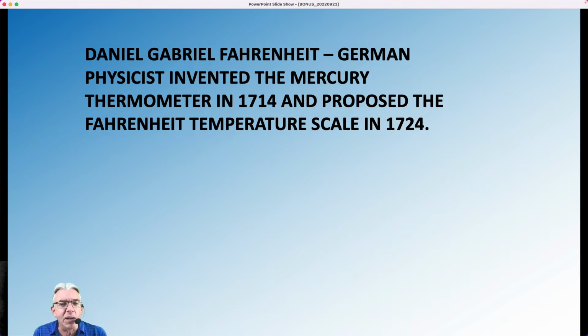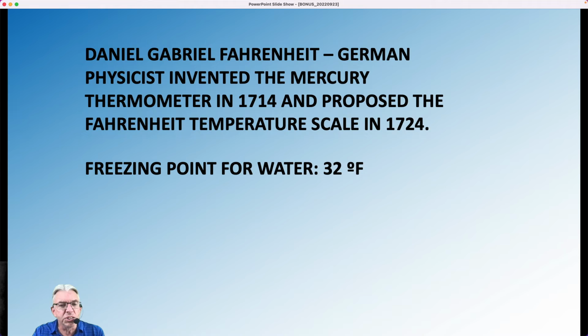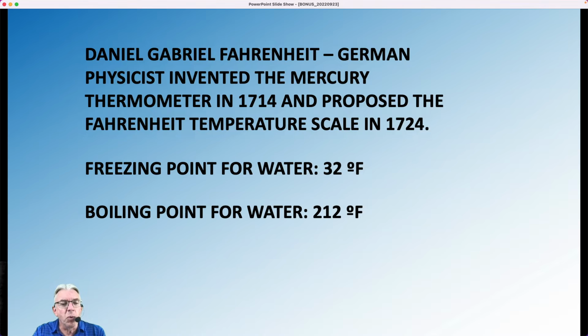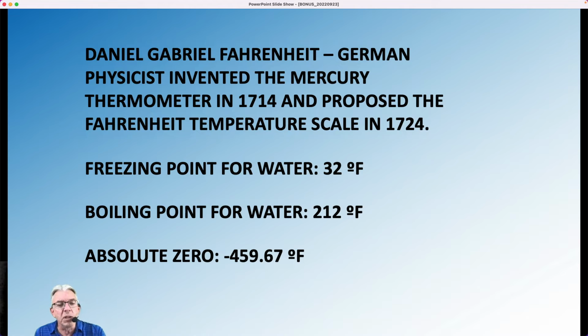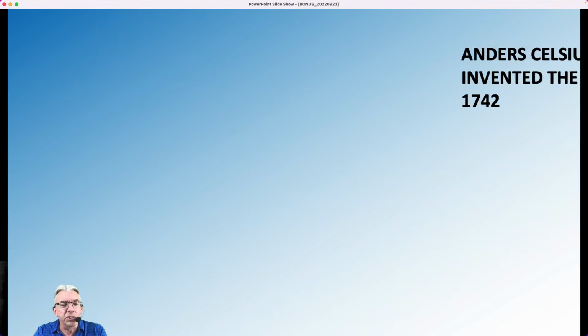Daniel Gabriel Fahrenheit was a German physicist who invented the mercury thermometer in 1714 and proposed the Fahrenheit temperature scale in 1724, and indeed it was adopted. On that scale, the freezing point for water, as you all know, is 32 degrees Fahrenheit. The boiling point for water is 212, and absolute zero, where all molecular motion ceases and even air freezes, is minus 459.67 degrees Fahrenheit. If you get to that temperature, we're all in serious trouble.